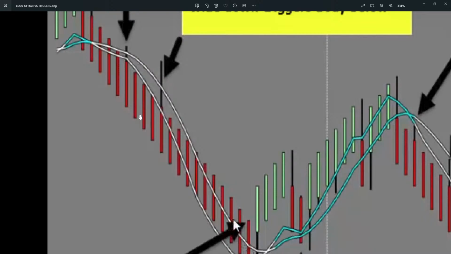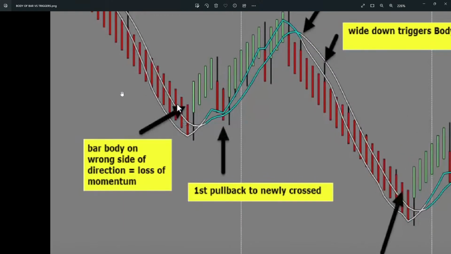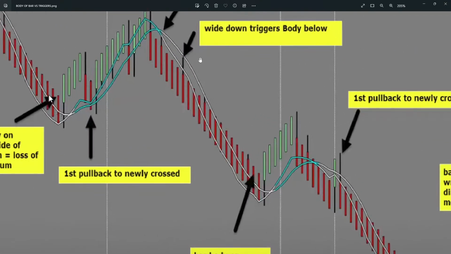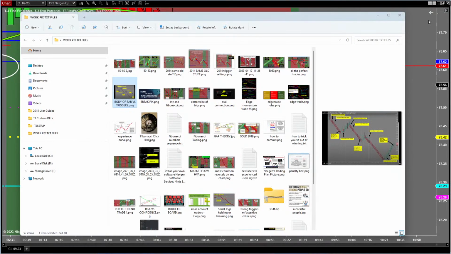The farther below the trigger lines the bodies are, the higher probability that the market is going to continue. Once the price bars themselves get on the wrong side of the triggers, and again, this is a very old picture, I can make a new one, but it still works, even from 2015, then you can start to anticipate some type of retracement. This pattern repeats itself literally all the time. Bodies below, bodies inside, bodies above, you get a retracement. Not that it won't keep going down, but that's how you start to see a retracement happening.